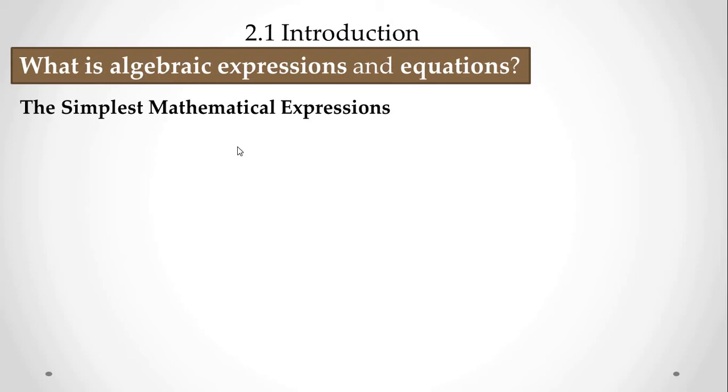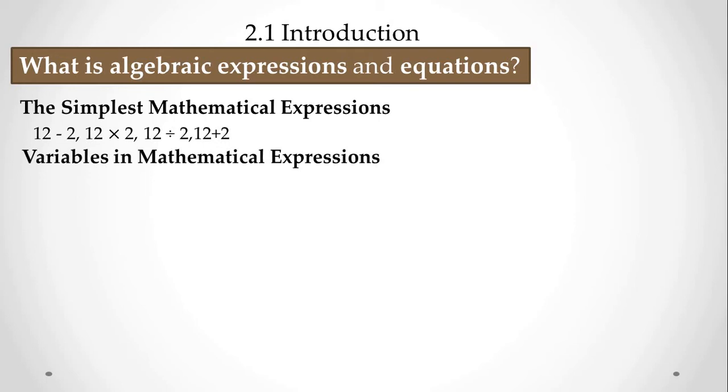So first we will see what is the simple mathematical expression. In the simple mathematical expression we have the number, we have the operator like plus, minus, like that. So it is 12 minus 2, 12 into 2, 12 divided by 2, 12 plus 2. This is the example of simple mathematical expression because we don't have the variable like x, y, z like that.